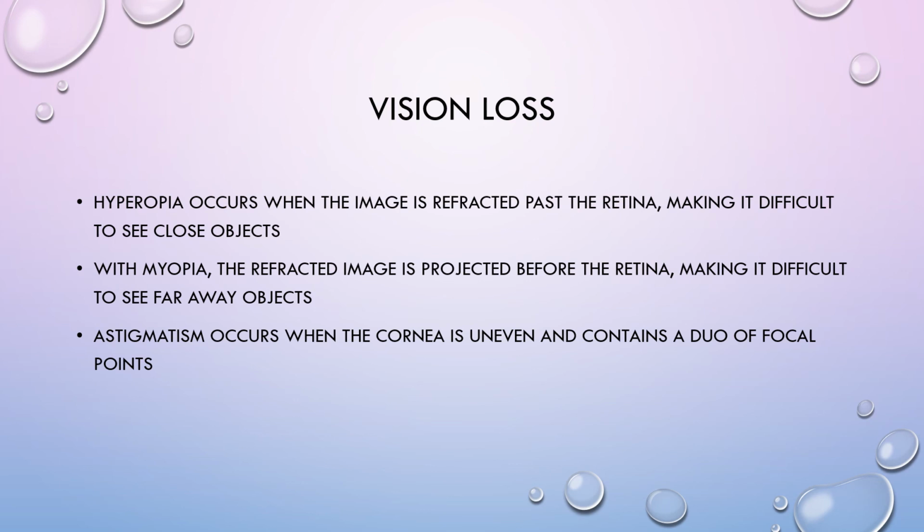Those with hyperopia have a hard time seeing objects that are near, while those with myopia have a hard time seeing objects that are further away. Astigmatism is caused by a distortion of the cornea, and there are two focal points.